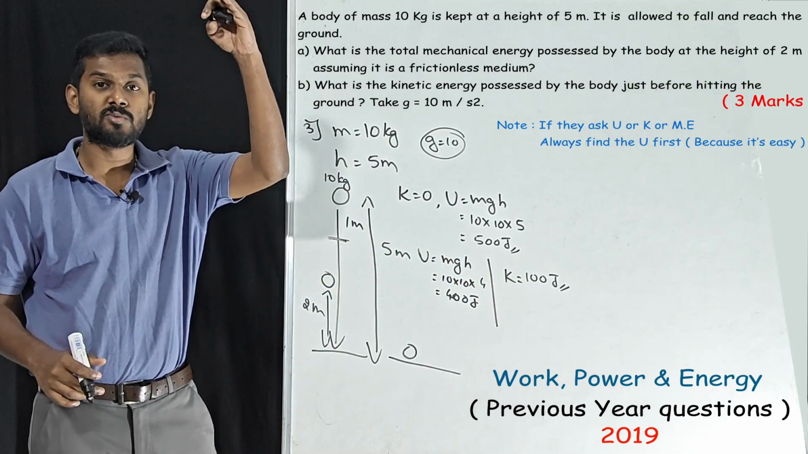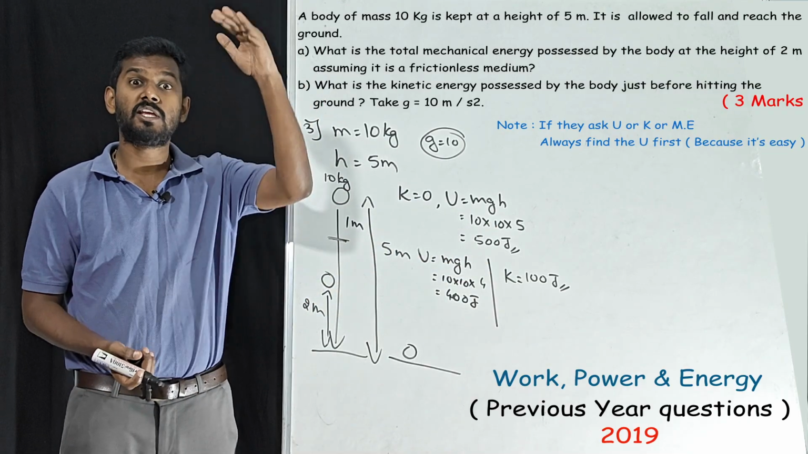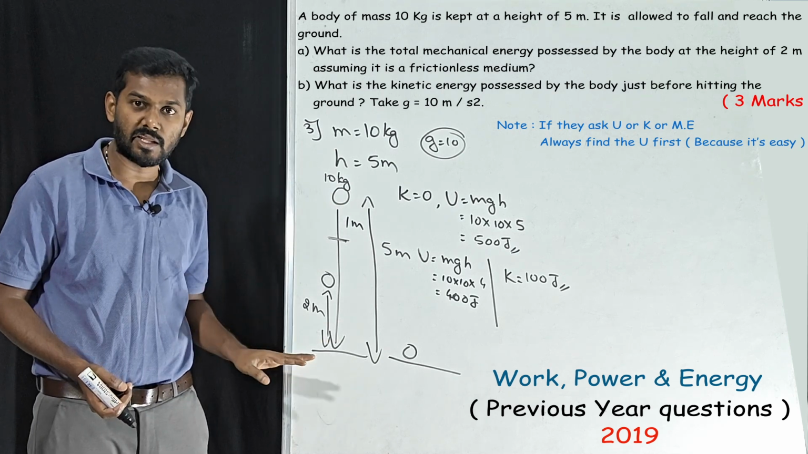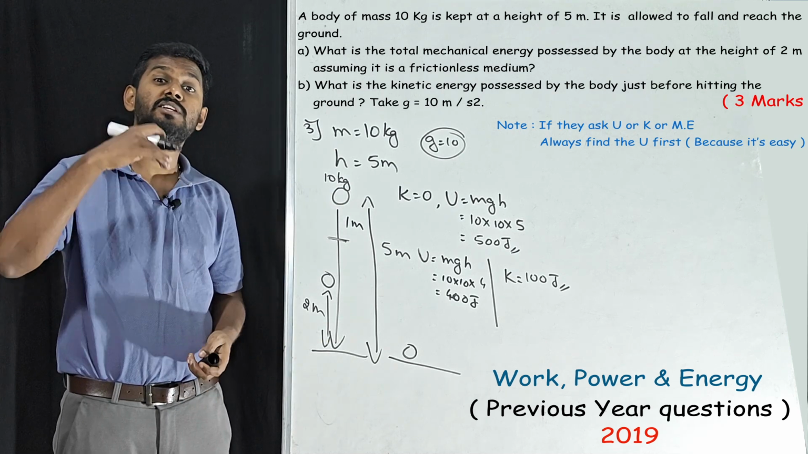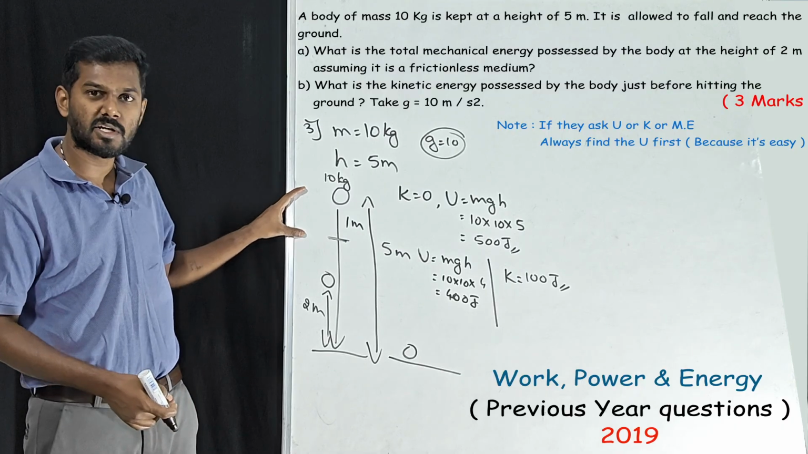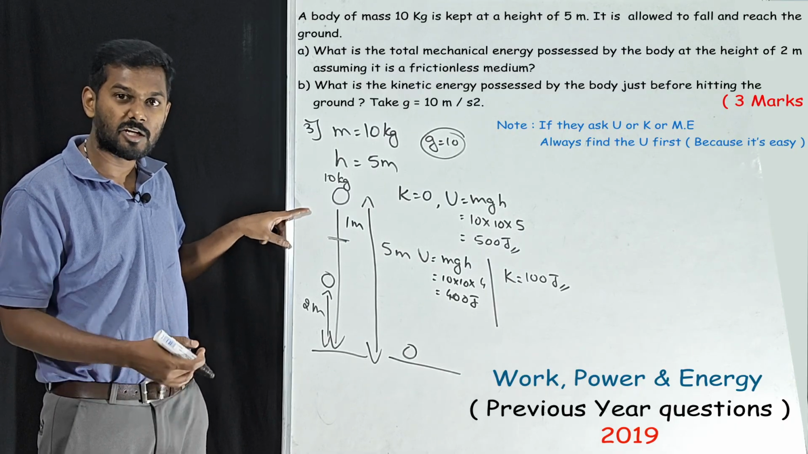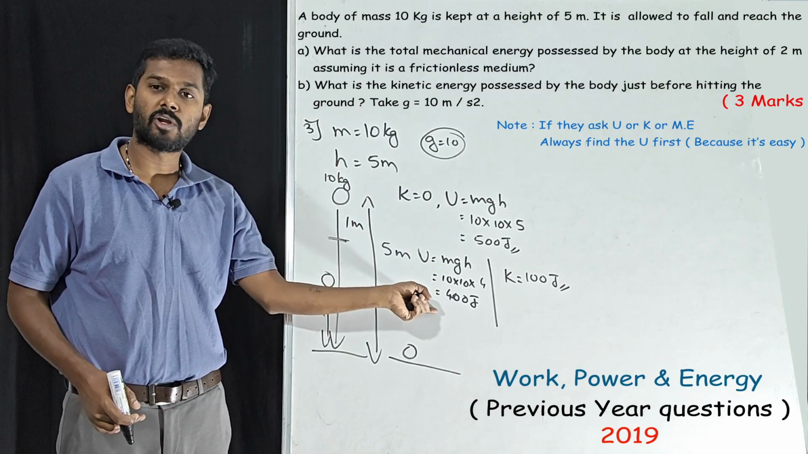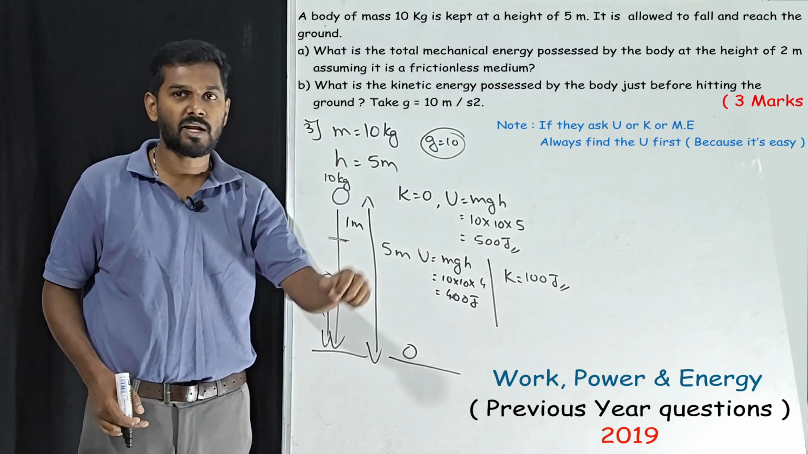So when the object is moving down, potential energy keeps on decreasing because height is getting decreased. How much potential energy is decreasing, that much kinetic energy will increase. If 30% potential energy is lost, that means 30% kinetic energy is gained. So how much is lost in potential energy, that much will be gained in kinetic energy.